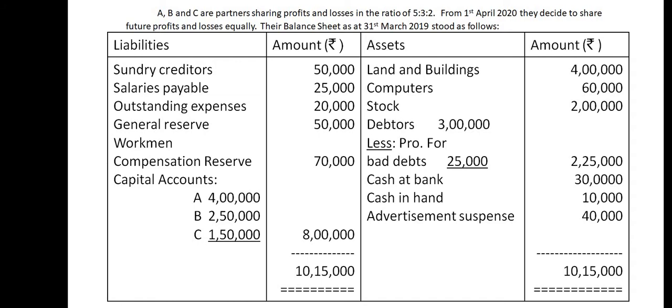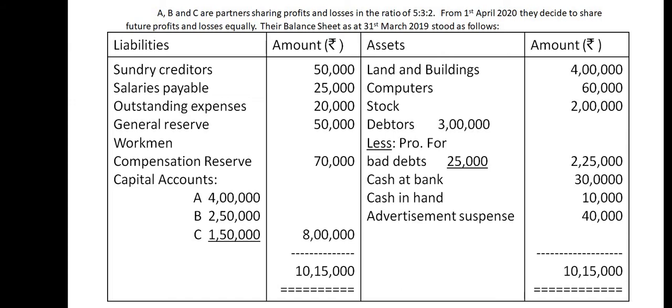It says that A, B and C are partners sharing profits and losses in the ratio of 5:3:2. They decided to change their profit sharing to an equal ratio from 1st April 2020 and their balance sheet shows some liabilities and assets. You can pause this video and write down this question because the same question will be used while discussing its solution.